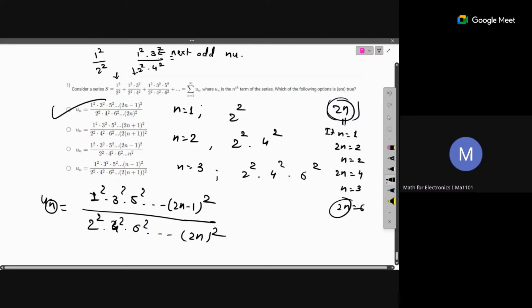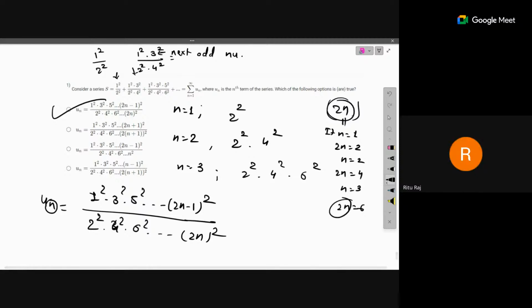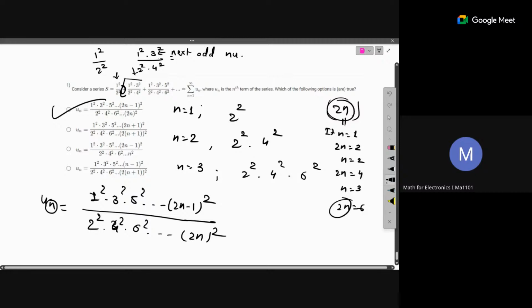Okay, is that fine? Yes, sir, but my doubt is, un is simply 2n minus 1 whole square divided by 2n square. Then why do we multiply 1 square, 3 square, 5 square? No, here observe that this sum is different, but this is your un. Your u2 is 1 square into 3 square upon 2 square into 4 square, and your u3 is this whole term. The whole term is there, right?